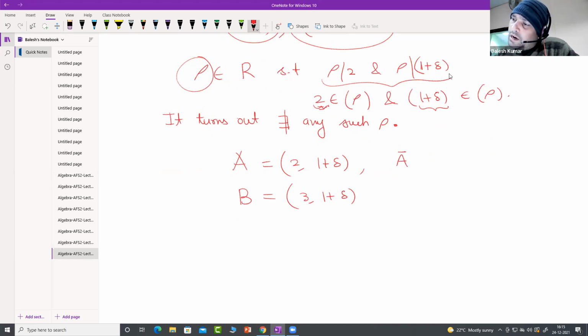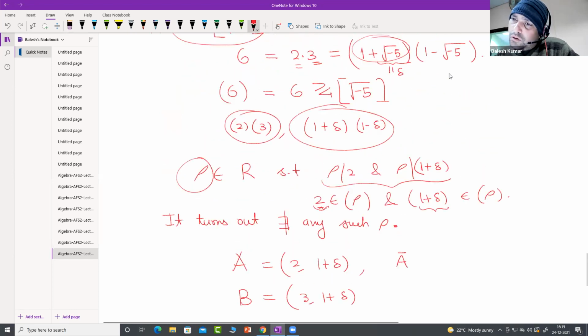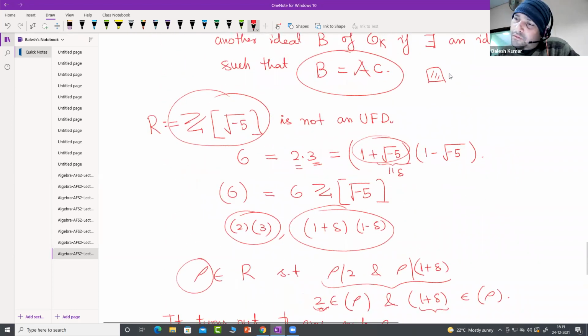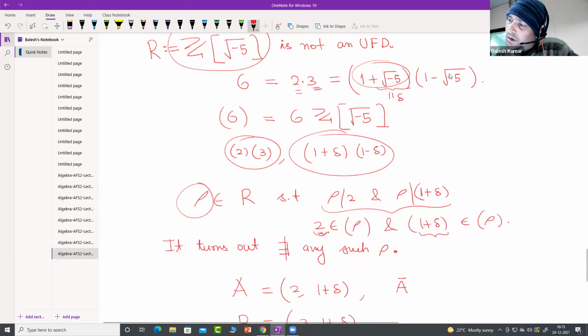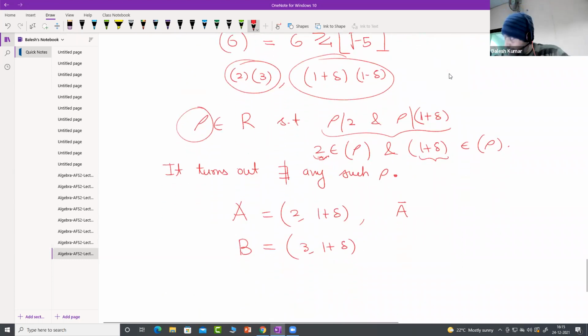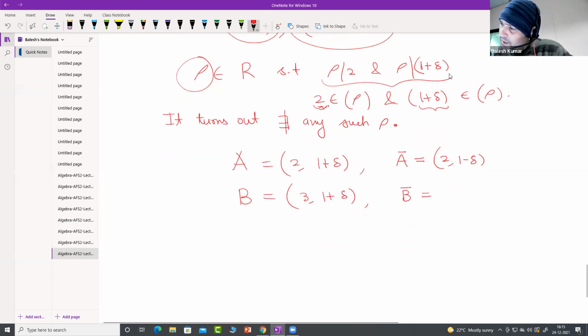one can define the conjugate of an ideal in this ring just by looking at alpha bar, where alpha is an element of the ideal. Then one can prove that the conjugate is also an ideal. And in this case, it turns out that the conjugate ideal will be generated by 2 and 1 minus delta. And here B bar, the conjugate ideal of B, is generated by 3 and 1 minus delta.